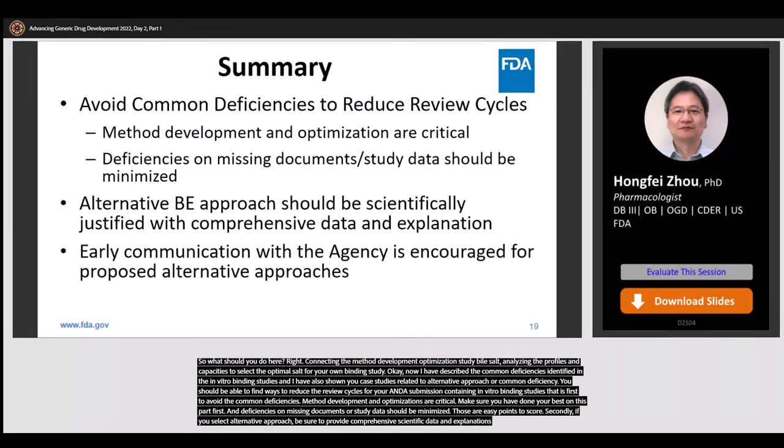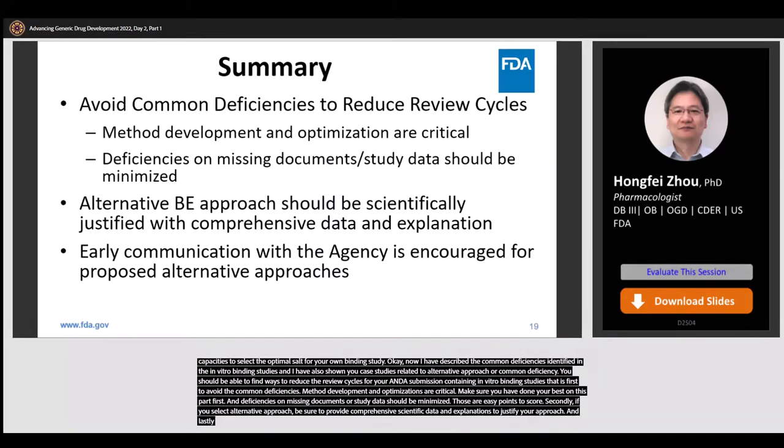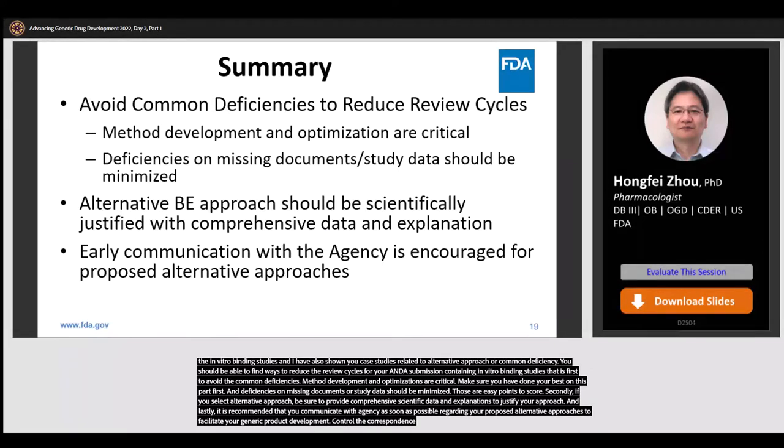And lastly, it is recommended that you communicate with the agency as soon as possible regarding your proposed alternative approaches to facilitate your generic product development. Controlled correspondences and pre-ANDA meetings are good communication channels to discuss with the agency.